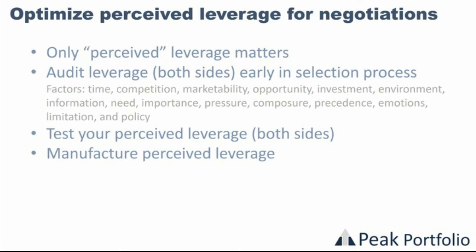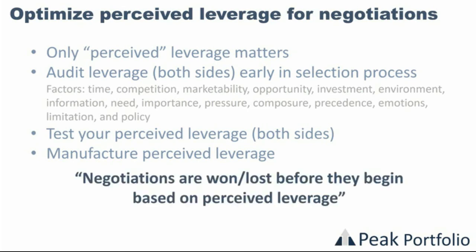In every vendor selection, if you go through this process of defining the leverage, testing it, and that gives you enough time to try to figure out if you don't have the leverage, how can you manufacture some? And if they have leverage, how do you downplay the perceived leverage that they think they have? And so I'm going to leave you with a final quote that I like to tell people, which is, negotiations are won or lost before they begin based on perceived leverage. It's a lot easier to negotiate when you've got the leverage. It doesn't take as much skill and gambits and tactics and so forth to try to negotiate when you've got all the leverage and the other side knows it.